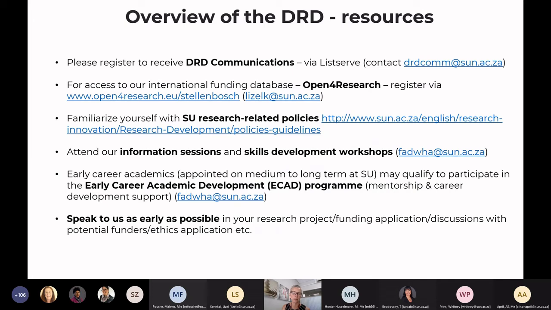Basically all of the areas that I've just mentioned, the ethics, the contracts, the funding, all of them have sessions for sharing much more detailed information than I can do today. And also there will be some opportunities for real skills development, generic skills development workshops. So please do have a look at that and attend it.